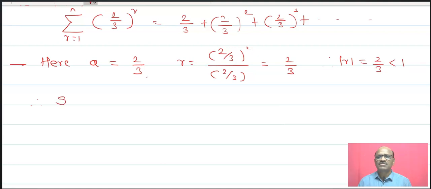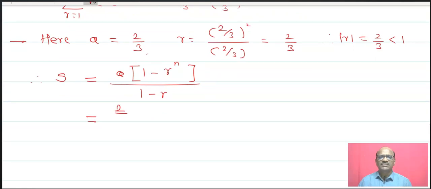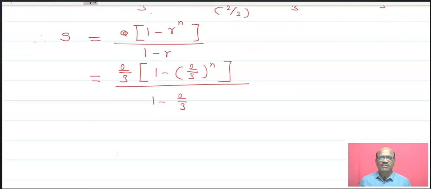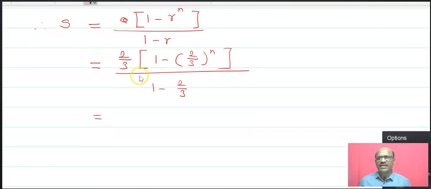Mod of r is less than 1, which is 2 by 3. Therefore, the sum S is equal to a times (1 minus r raised to n) upon (1 minus r). In this formula, we have substituted the values, that is 2 upon 3 times (1 minus (2 upon 3) raised to n) upon (1 minus 2 upon 3). Now see this next.